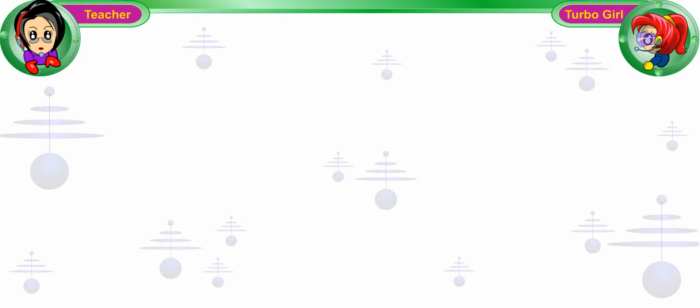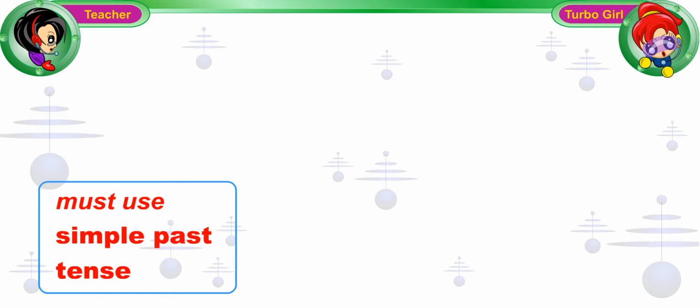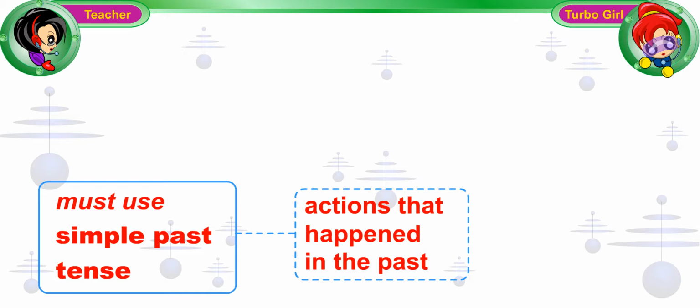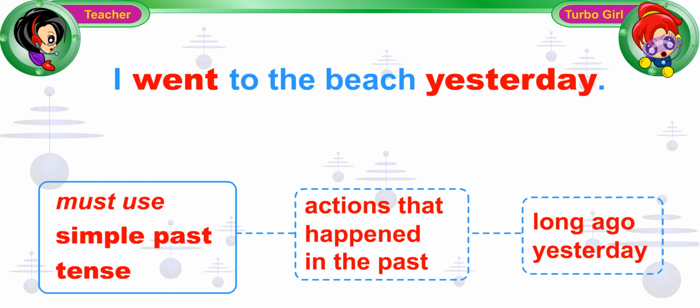It's time for you to tell me what you have learned today. No problem. First, we learned that we must use the simple past tense when we refer to actions that happened and completed in the past. Words like long ago and yesterday tell us that the action is in the past. For example, I went to the beach yesterday. But these words need not always be in the sentence. For example, we can also say, I went to the beach.